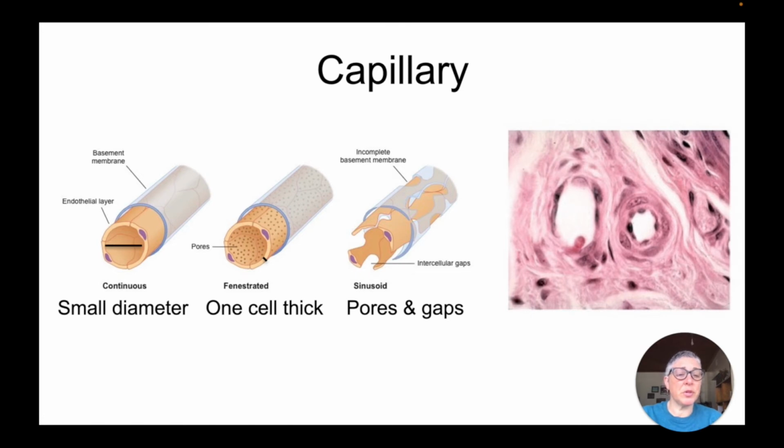Here we have a microscope slide of the capillary. You can see there that central one, the one that seems to be a bit more rounded, is indeed only one cell thick. You can see those cells have the nucleus, and that's it.